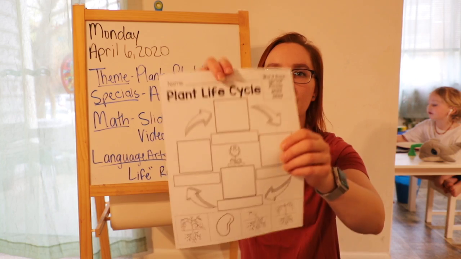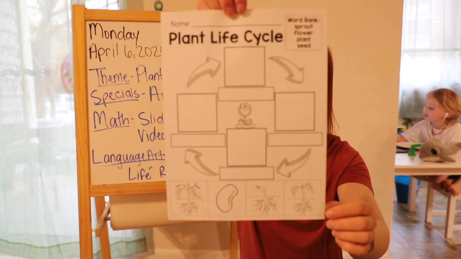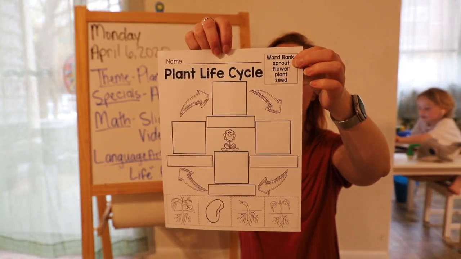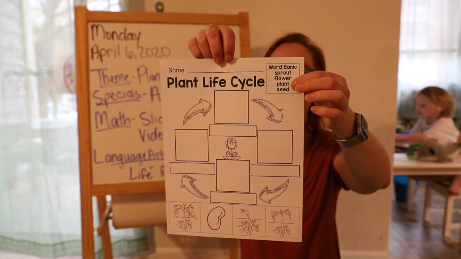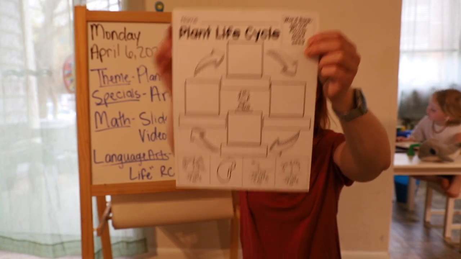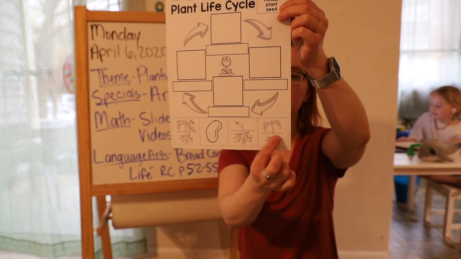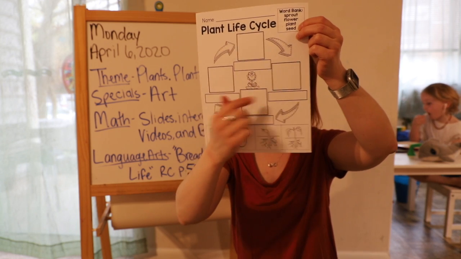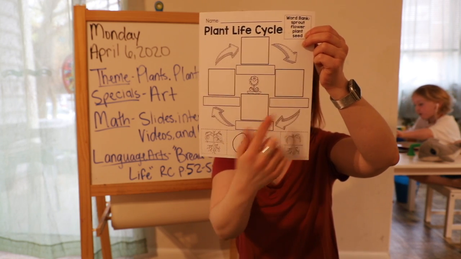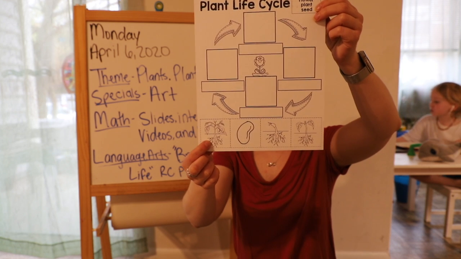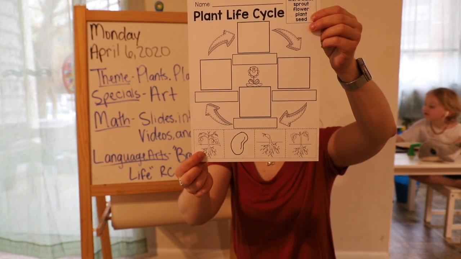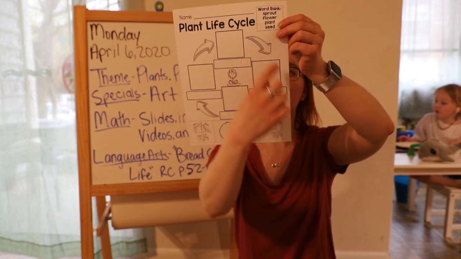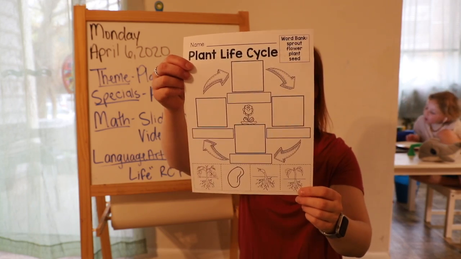So you're going to have a worksheet that looks like this. It says plant life cycle, and we have a little word bank up here. We have the words sprout, flower, plant, and seed. So you're going to cut out each picture down here. You're going to glue them in the correct order that they go, and then you're going to write down what each picture is. So is this one right here the sprout, flower, plant, or seed? And you're going to go around putting it in the correct order that a plant would actually grow from.